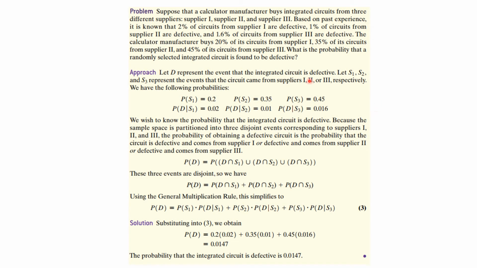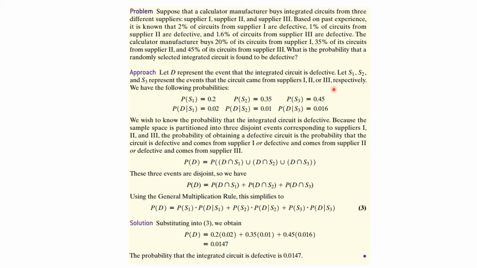So here's another problem. Suppose a calculator manufacturer buys integrated circuits from 3 different suppliers, supplier 1, supplier 2, and supplier 3. Based on past experience, it is known that 2% of the circuits from supplier 1 are defective, 1% of the circuits from supplier 2 are defective, and 1.6% of the circuits from supplier 3 are defective. So the calculator manufacturer buys 20% of its circuits from supplier 1, 35% of its circuits from supplier 2, and 45% of its circuits from supplier 3. What's the probability that a randomly selected integrated circuit is found to be defective?